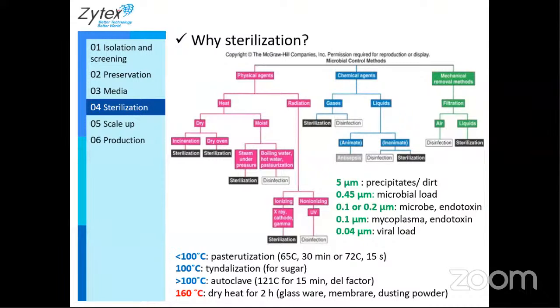When it is more than 100 degrees, it is known as sterilization by autoclave, that is steam sterilization, and mostly it is done at 121 degrees for 15 minutes. But depending upon the del factor is the count.